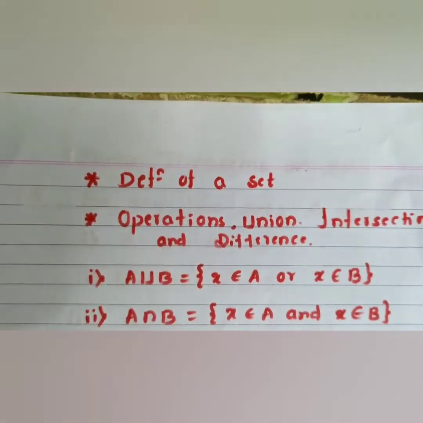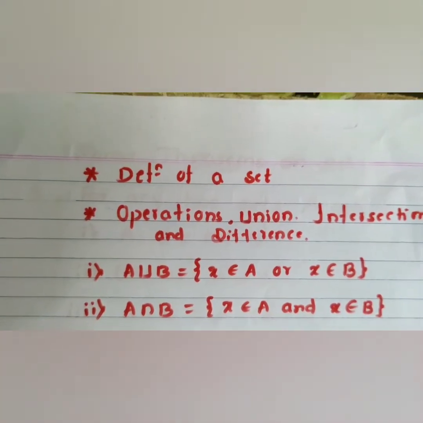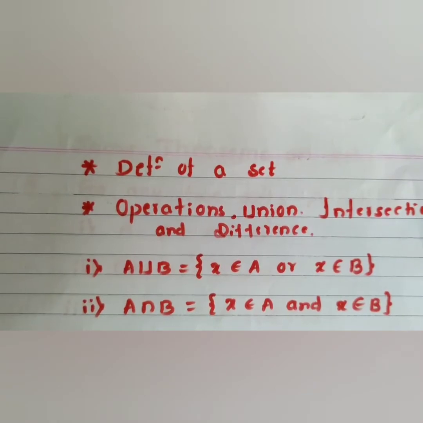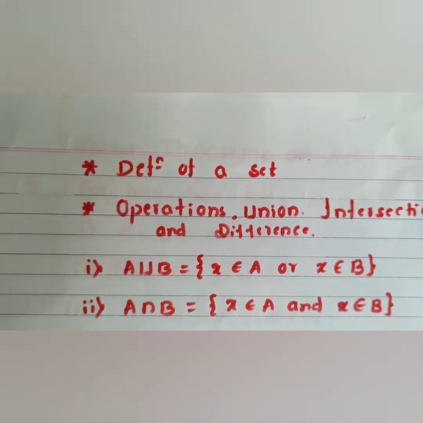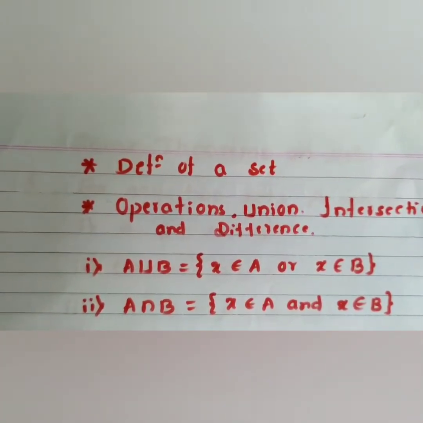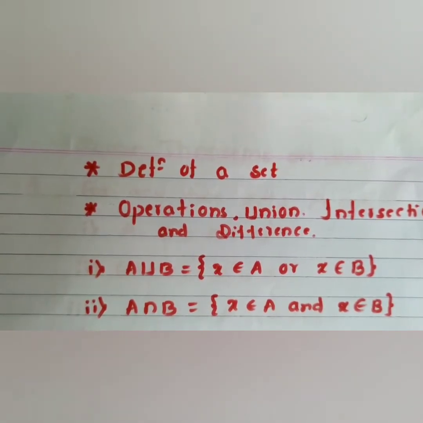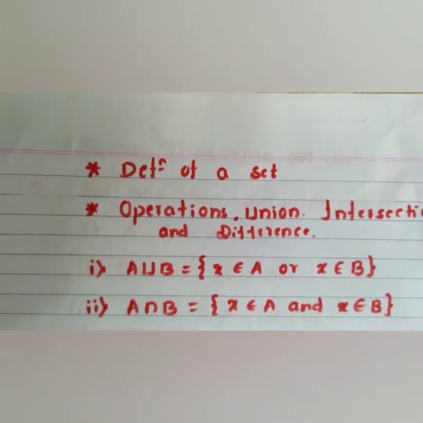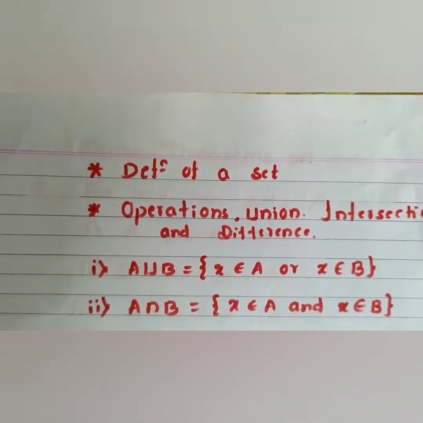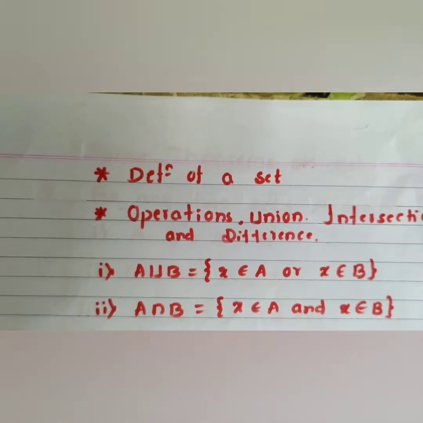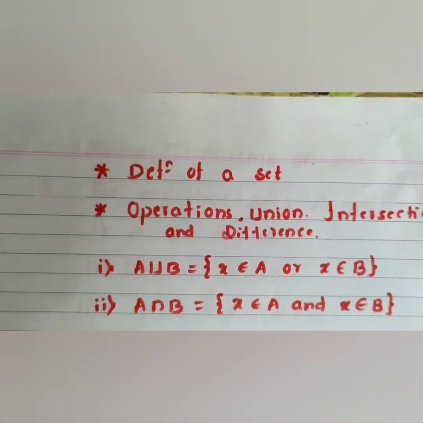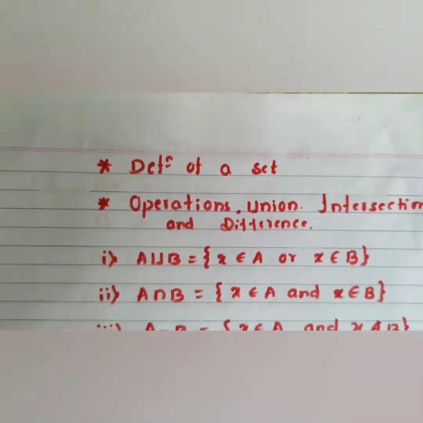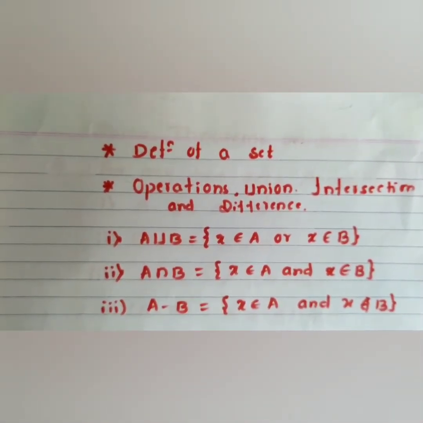Next, the intersection of two sets, A intersection B, is the set of x such that x belongs to A and x belongs to B. In the union we use the word or, and in the intersection we use the word and. That means A intersection B is the common elements of A and B. All the elements of A and B form A union B, and the common elements form A intersection B, which we can also read as A cap B.